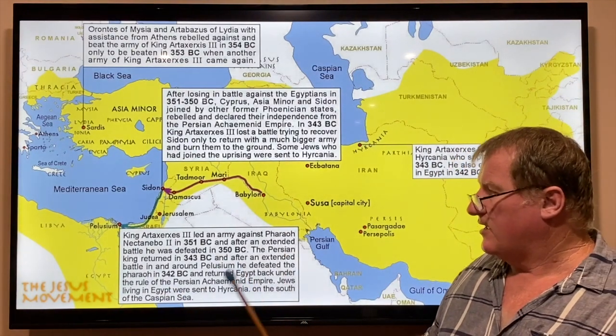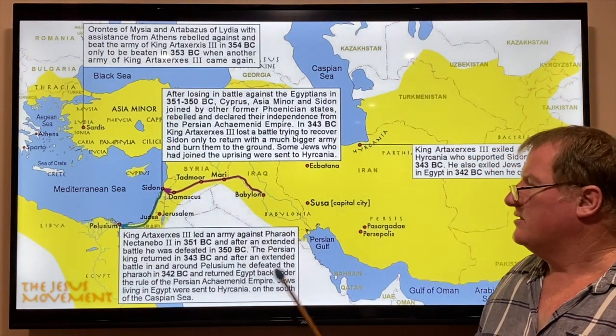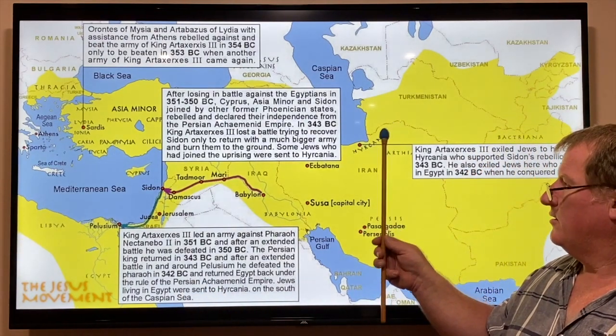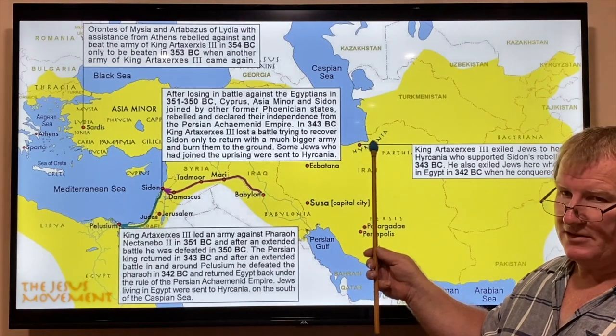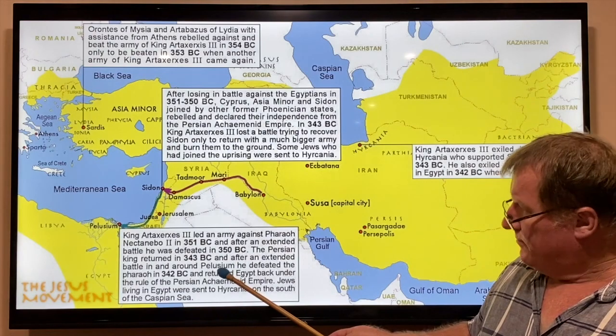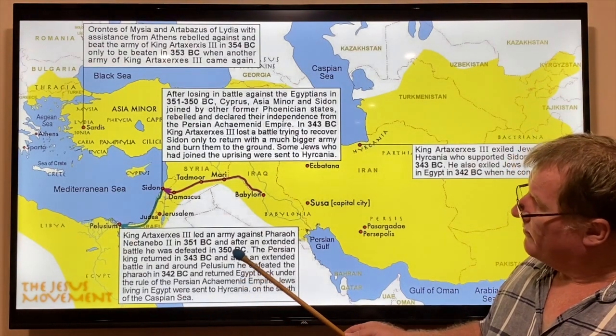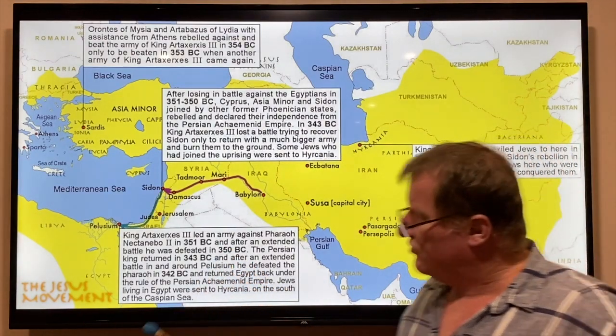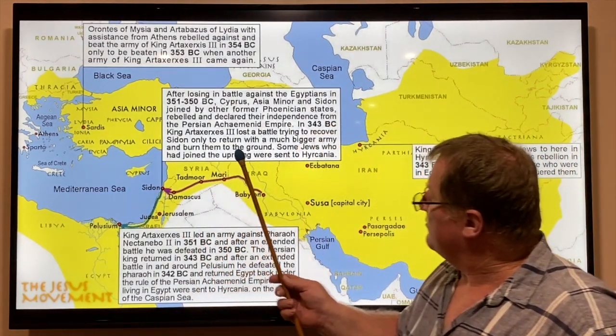Now, one of the things that comes up in the history record is that Jews that were living in Egypt were actually sent to this place called Hyrcania, at the bottom of the Caspian Sea over here, on the south over here. So we had this mentioned here as well, sorry.